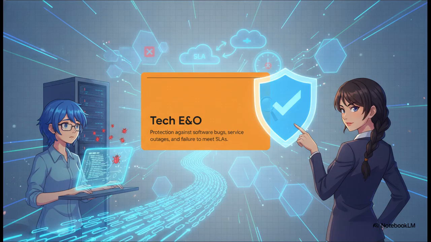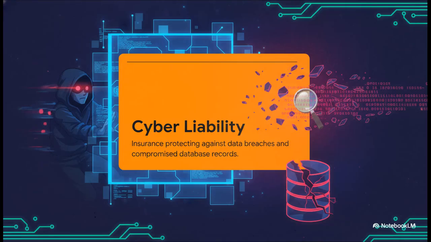What's really interesting here is how often these two get confused, but knowing the difference is absolutely essential for your risk management. First up, let's talk about technology errors and omissions, or Tech E&O. Think of this as your primary safety net for operational functionality. This covers you when your actual software code or your service delivery completely fails your clients. It's your protection against costly bugs, unexpected outages, and failures to meet those strict service level agreements you sign with enterprise clients.